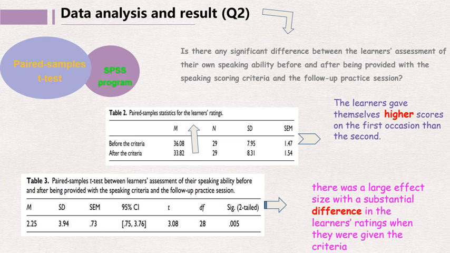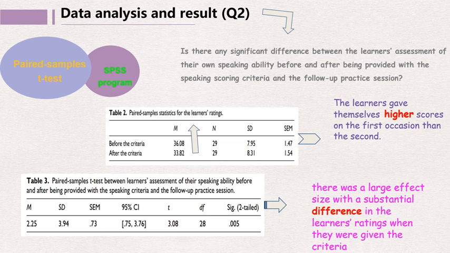For the second question, quantitative data was collected and entered into the SPSS program, and then analyzed by the paired sample t-test to discover whether or not significant changes occurred in the learners' assessment of their own speaking performance according to the provision of the speaking score checklist.